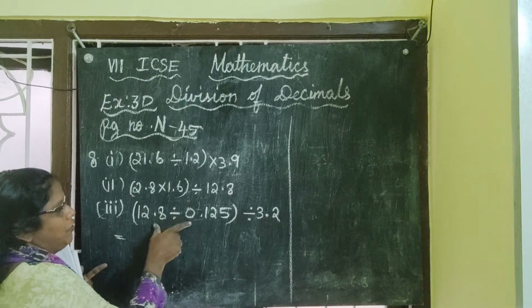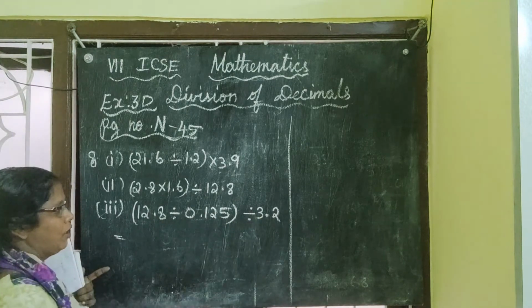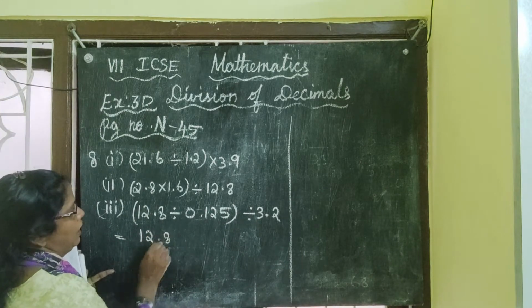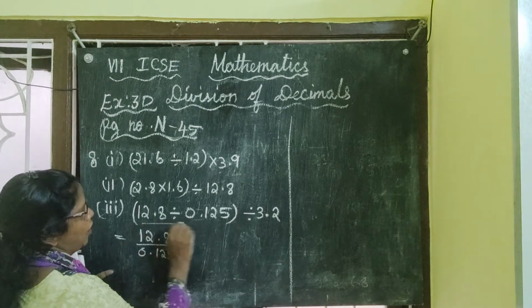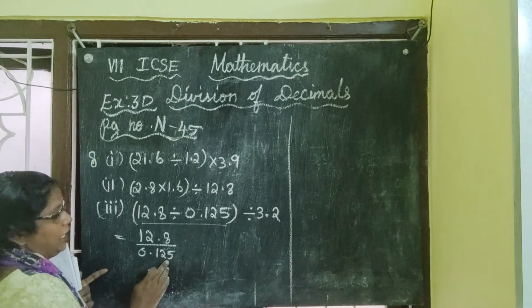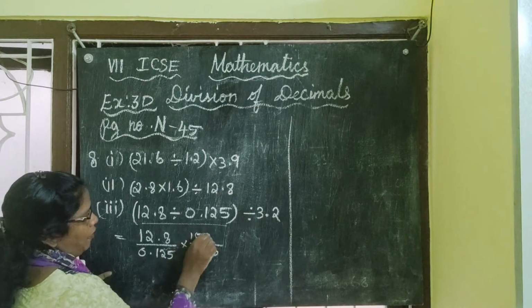Third one you see, division, division. First we should divide this and then divide by this number. Only one sum I will do, that is the third one. So 12.8 is divided by 0.125 first. First we will solve this, okay. So you see how many digits are there? 3 decimals. So multiply by 1000 up and down.